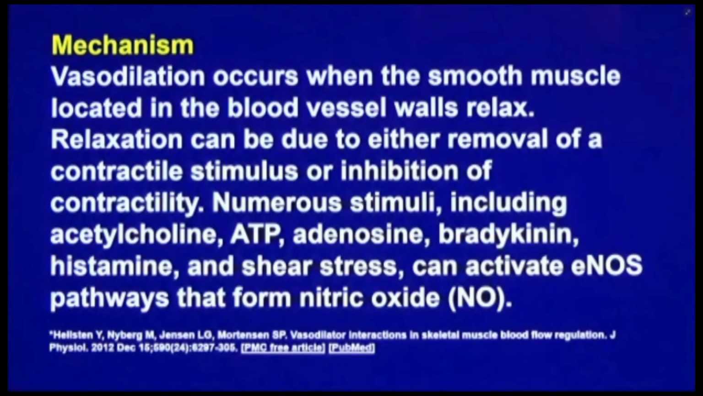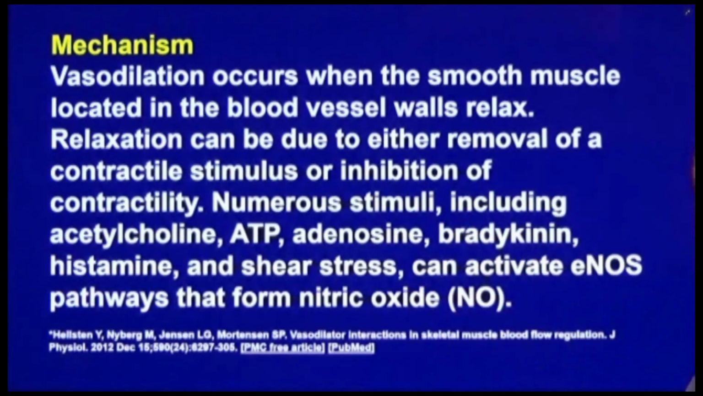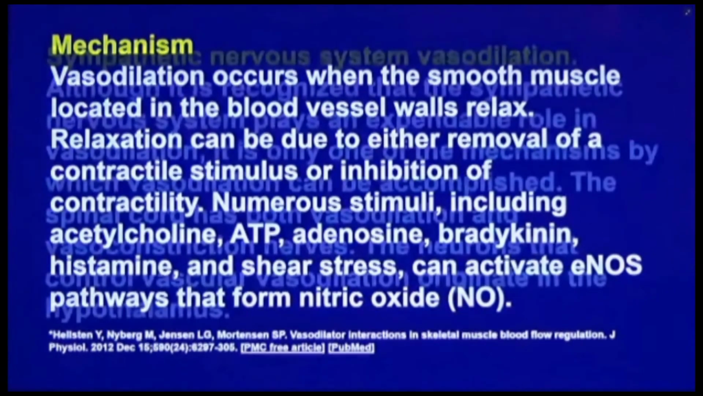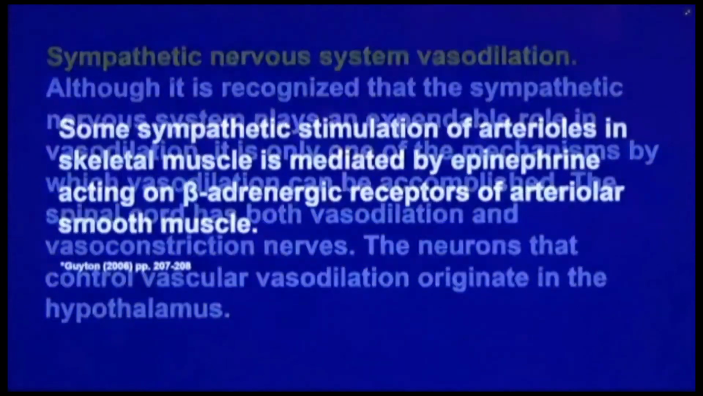Now, the $100 question is the mechanism. Vasodilation occurs when the smooth muscles in the blood vessel walls relax. This relaxation can be caused by numerous stimuli, such as acetylcholine, adenosine, and noradrenaline, but most of these, through endothelial nitric oxide synthase and acetylcholine, are mediated by nitric oxide itself. The sympathetic nervous system does cause vasodilation in the muscles, but only on the beta receptors, not the alpha receptors.